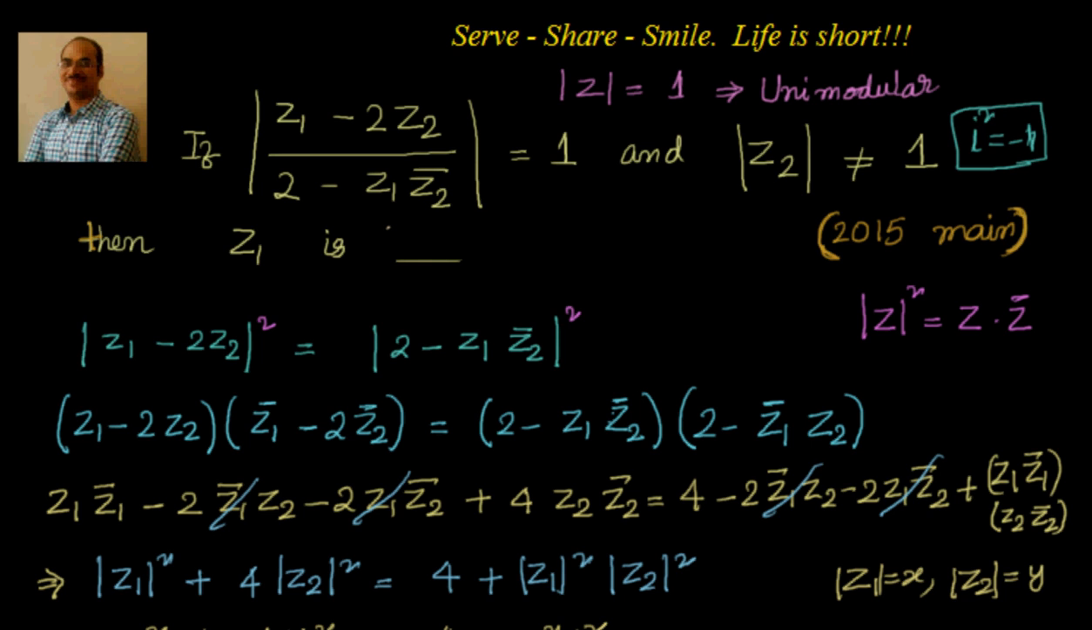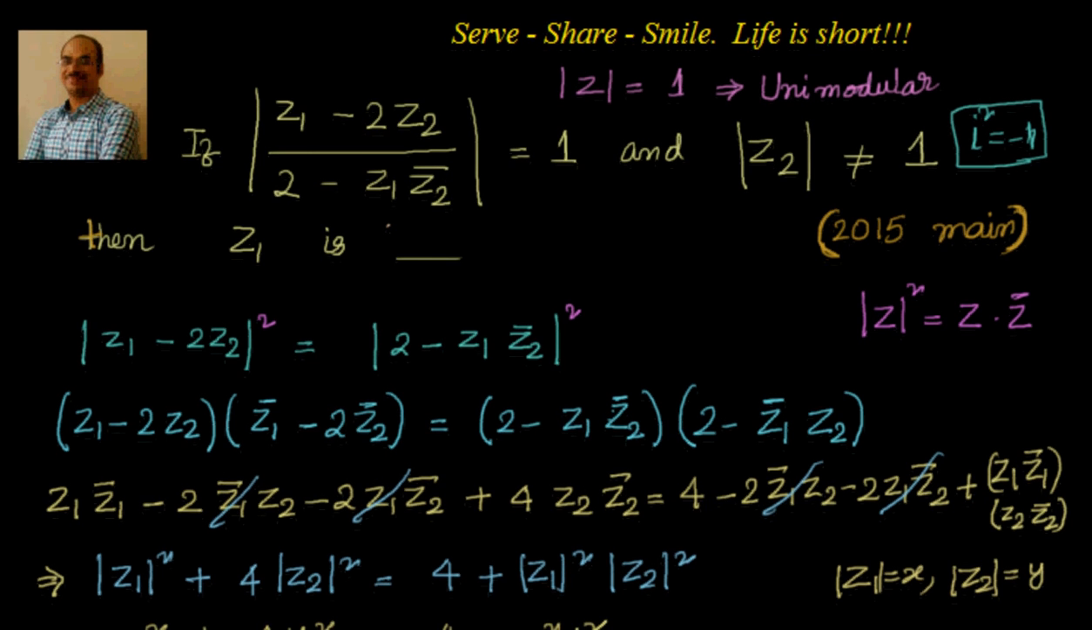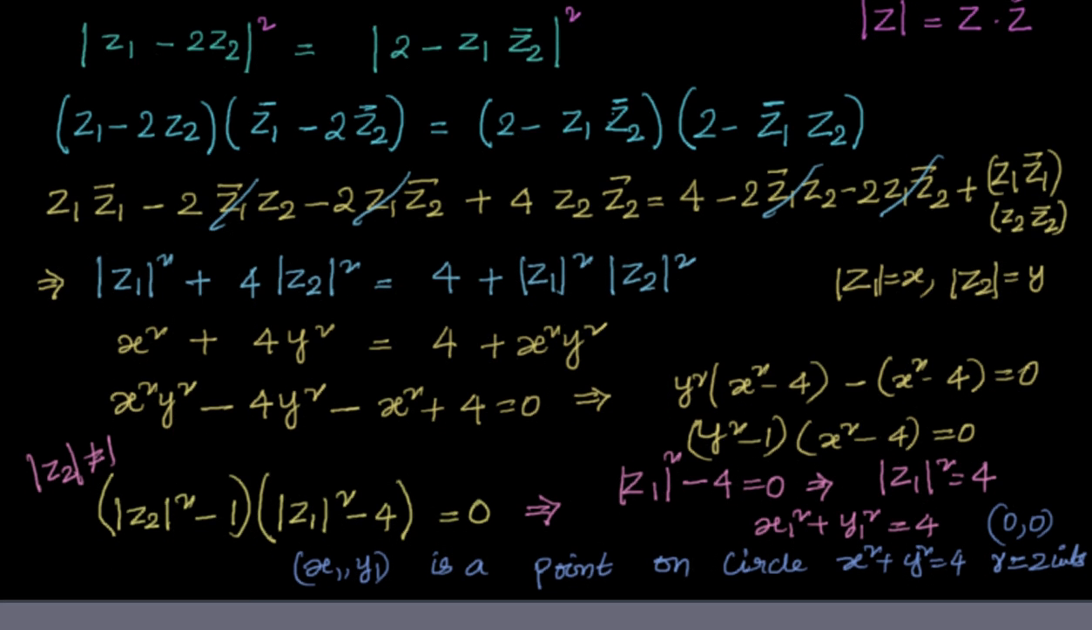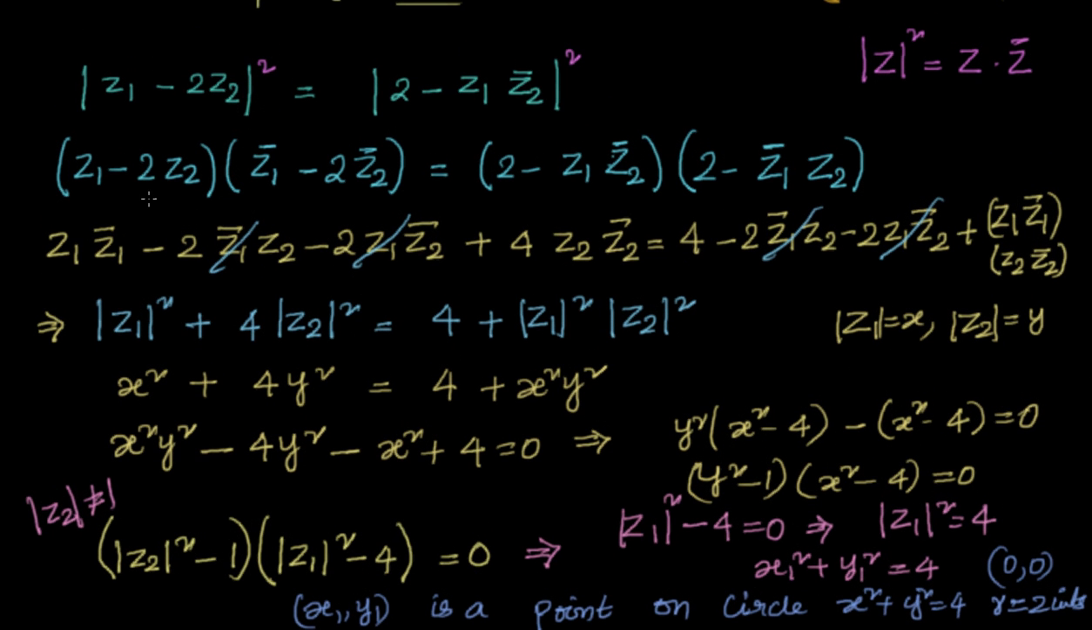So the property we have used to solve this problem, our approach, was that mod of z whole square equal to z into conjugate of z. Since we have been given mod z, if you take z1 equal to x1 plus iy1, z2 equal to x2 plus iy2, it will be very complicated. So we applied this property that mod z whole square equal to z into z conjugate. Whatever is given, we have squared it on both sides, numerator and denominator. We got a quadratic equation in terms of mod z1 and mod z2.